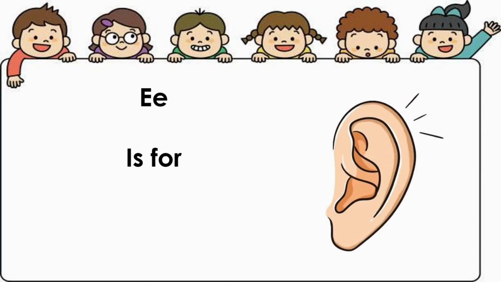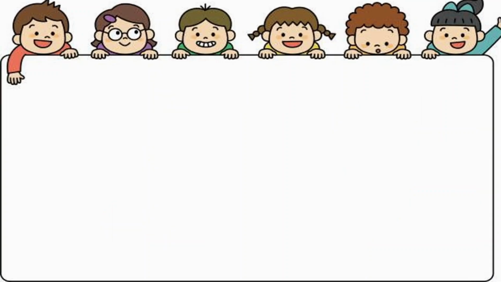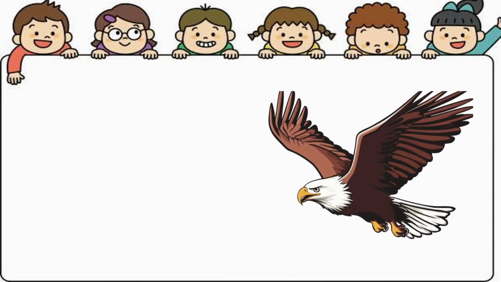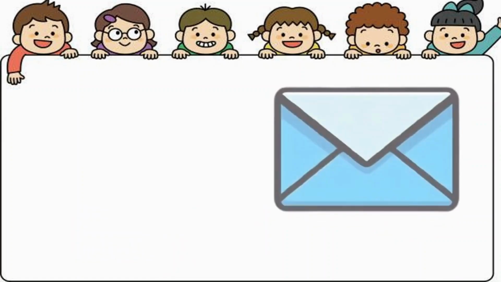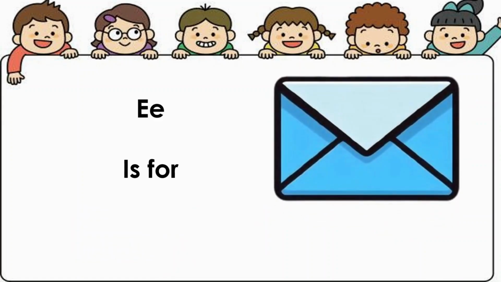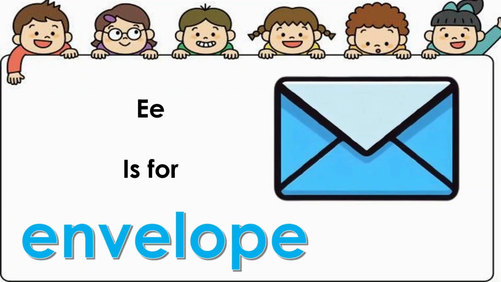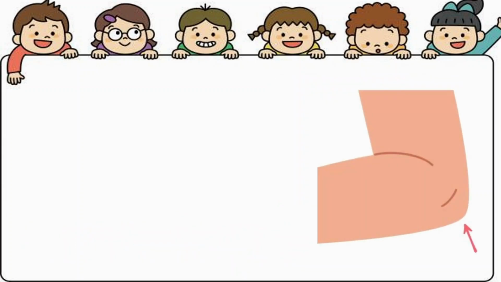E is for ear. Eagle. E is for eagle. Envelope. E is for envelope. Next we have elbow. E is for elbow.